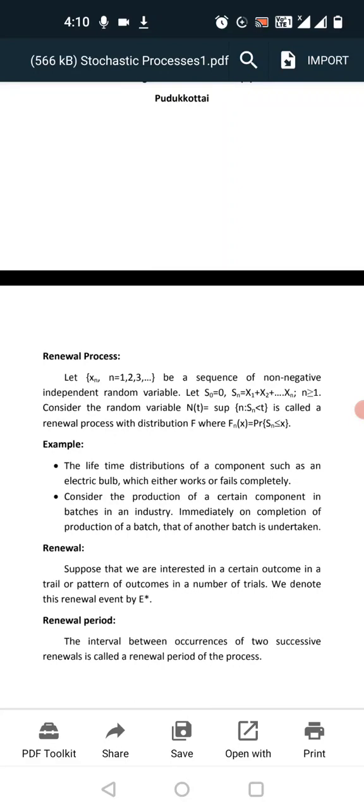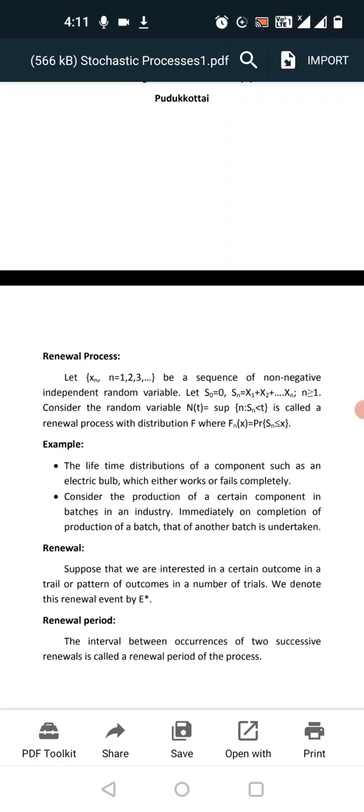Let Xn, where n equal to 1, 2, 3, etc., be a sequence of non-negative independent random variables, and we choose the initial value S0 equal to 0 and Sn, that means the sum of n terms X1 plus X2 plus etc. plus Xn, where n is greater than or equal to 1, and consider the random variable N(t) equal to the supremum of n where Sn is less than t, which is called the renewal process, with the distribution function F, where Fn(x) equal to the probability of Sn less than or equal to x.